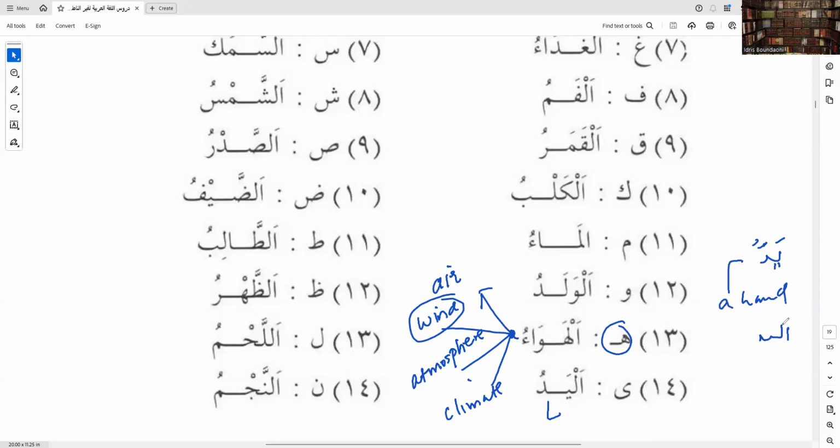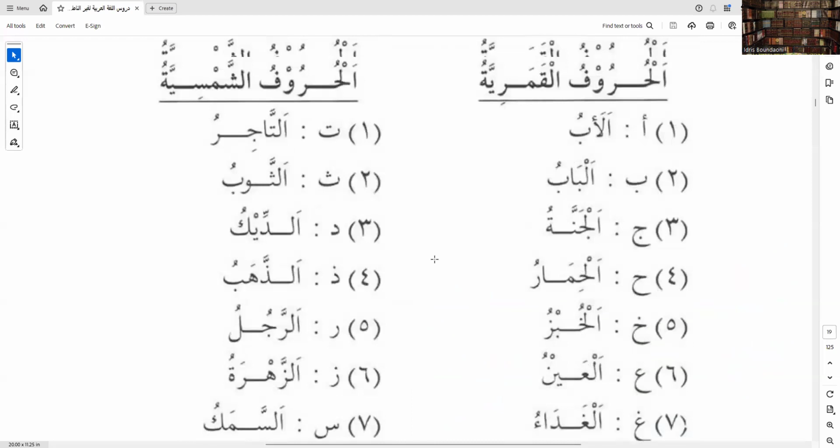Al-yadu, the hand. So as you can see, 14 letters of the Arabic alphabet are Qamariya, and the other 14 are Shamsiya. Now let's look at how we deal with Shamsiya letters.